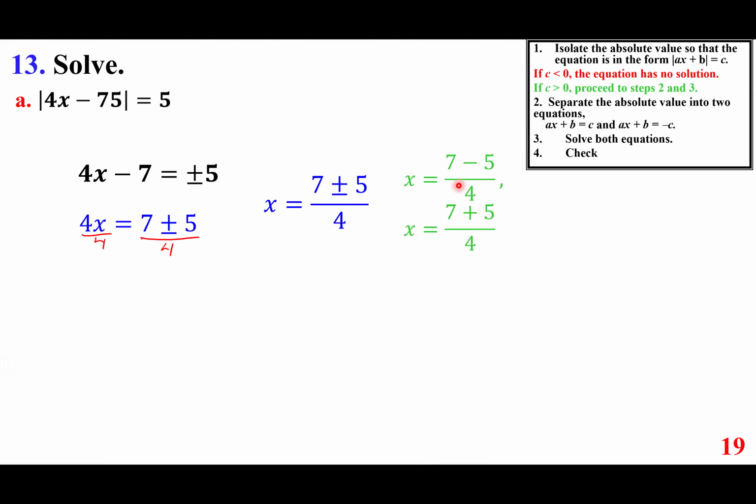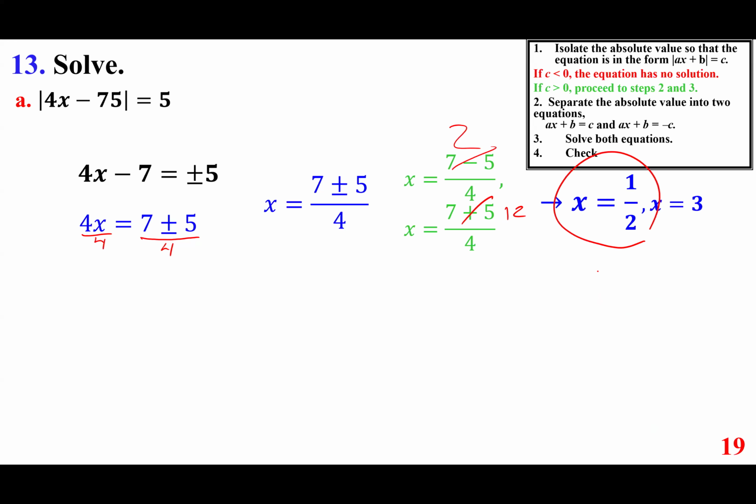2 over 4 is positive 1/2. 7 plus 5 is 12, divided by 4 is 3. So maybe we quickly write this is 1/2. This is 3. Those are the answers. And you really have to check both of them. I'm going to do one of them. I'm going to check this one.